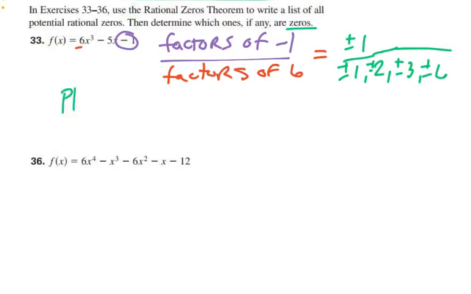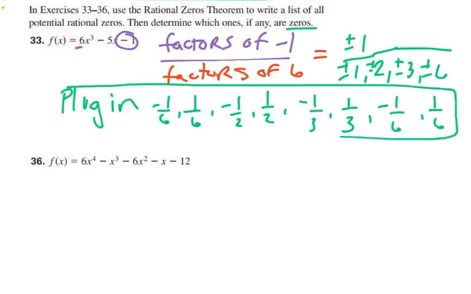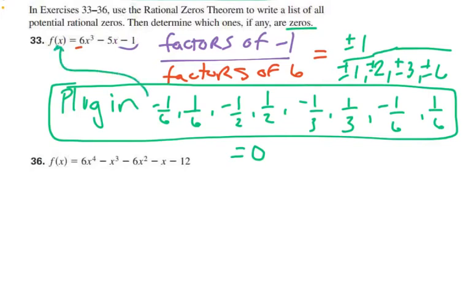So we're going to plug in -1/6, +1/6, -1/2, +1/2, -1/3, +1/3, and so on. These are all of the things that you need to plug in to find out which ones are going to get you a 0. So again, we're plugging them in for this x right here in order to find out if we get 0. Because if they equal 0, then we have a root that we can use, or a factor.